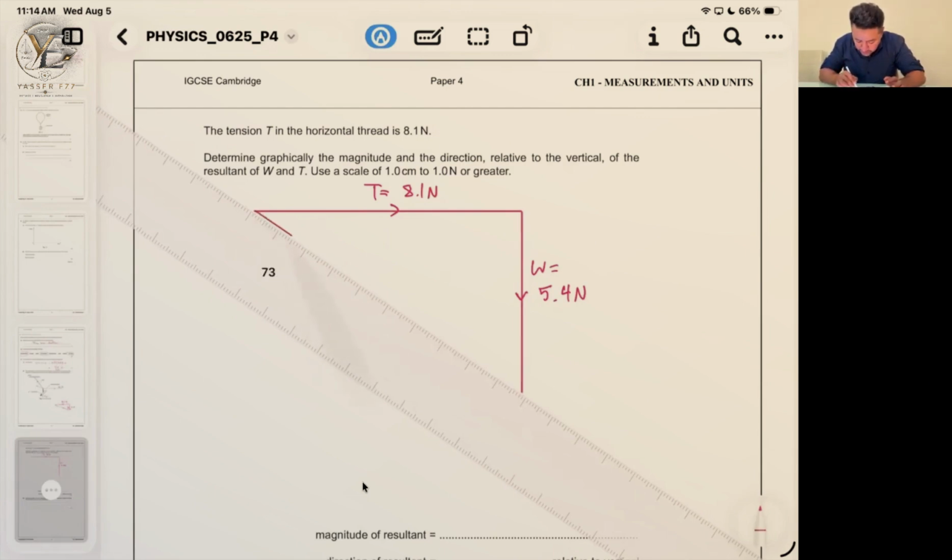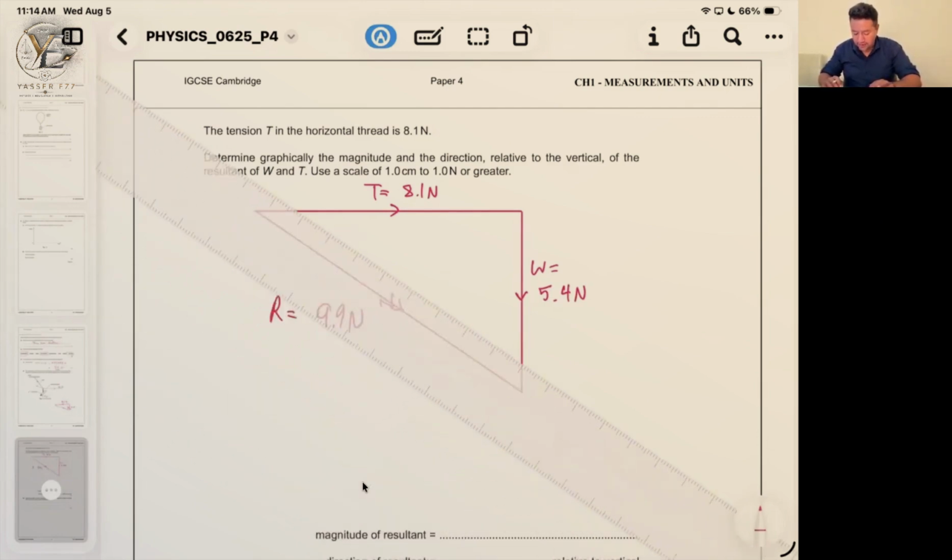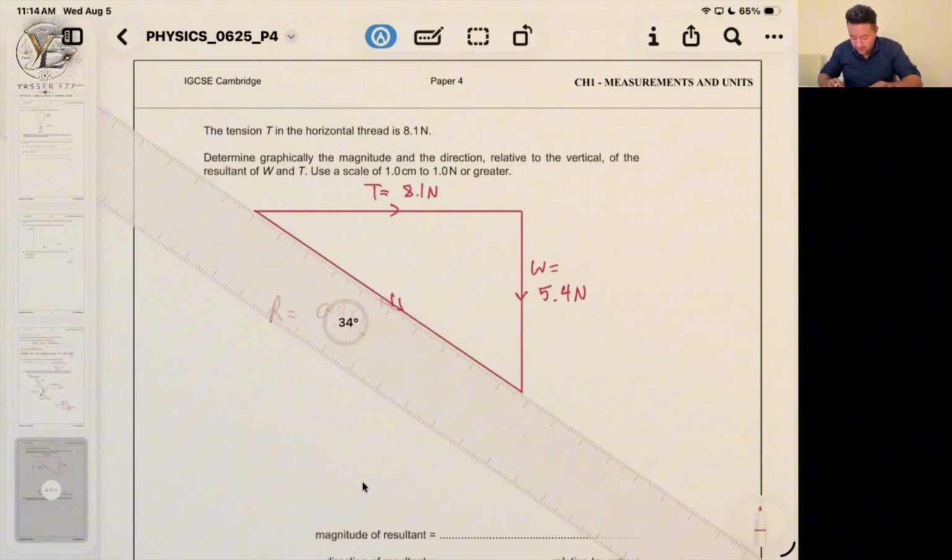Here is 1 centimeter, 2, 3, 4, 5, 6, 7, 8, 9, 9.9. It's like 9.9. Here is the direction, 9.9 Newton. Here is the resultant force. So the resultant force is 9.9, and it makes an angle. If this angle is 34, so it's asking about this. So 90 minus 34, I think 56 degrees.